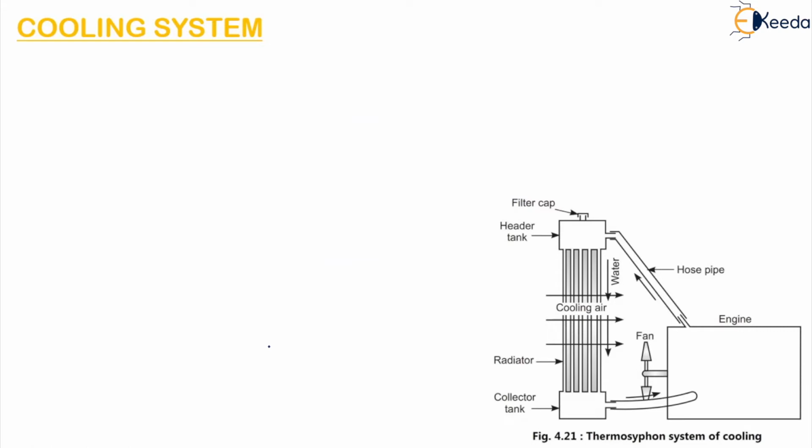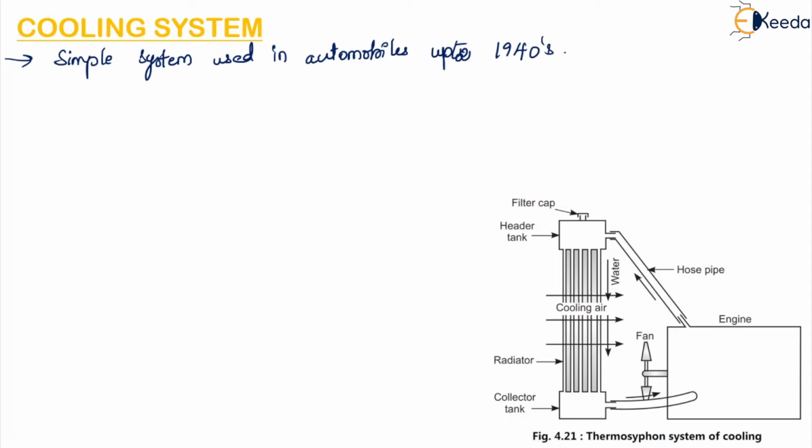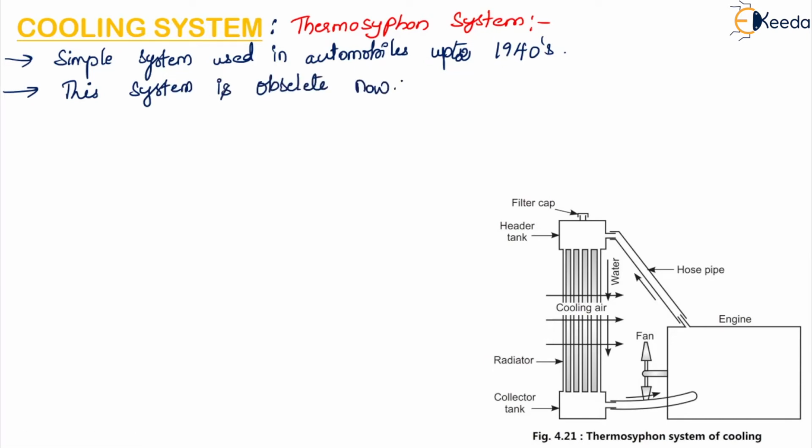This is a very simple system which was used in many early automobiles up to the 1940s. This thermosyphon system is obsolete now, that is, it is not being used. This system consists of a radiator connected to the engine through flexible hoses. Here you can see there is a radiator, and this radiator is connected to the engine through a hose pipe. You can see the hose pipe here in the figure.